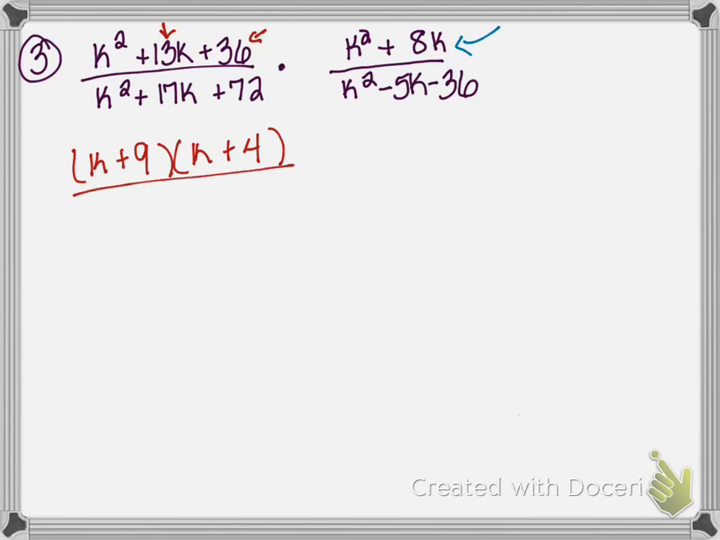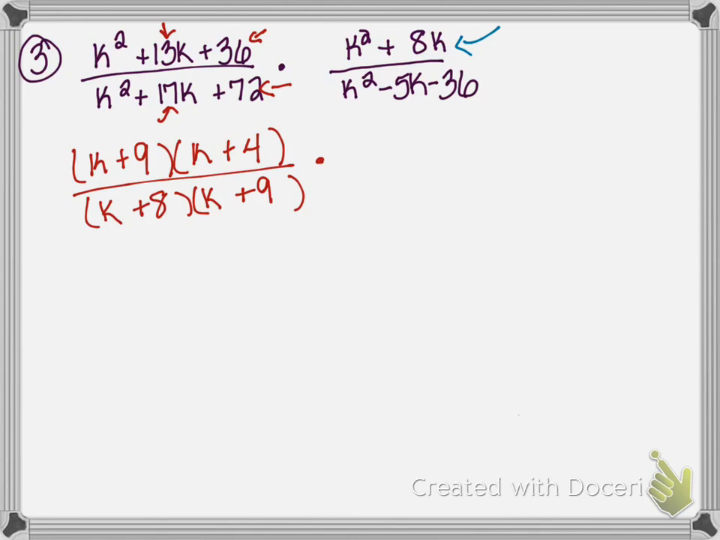Okay? My product is 72, and my sum is 17. So I'm going to break those down. The numbers that I come up with are 8 and 9. 8 times 9 is 72. 8 plus 9 is 17. So I have k plus 8 and k plus 9. Now, you might see that I've got a k plus 9 that can cancel, but I wouldn't do that yet. I would wait on that.